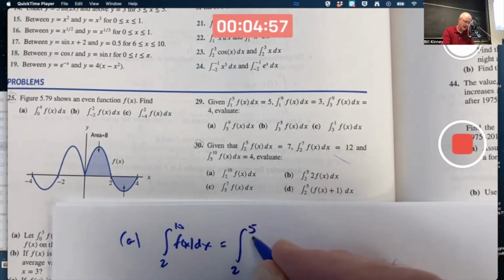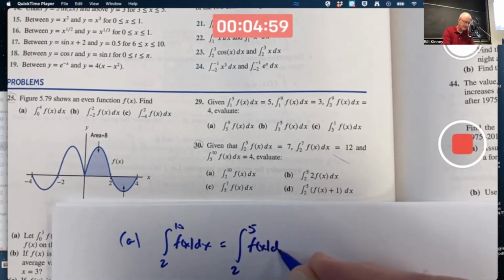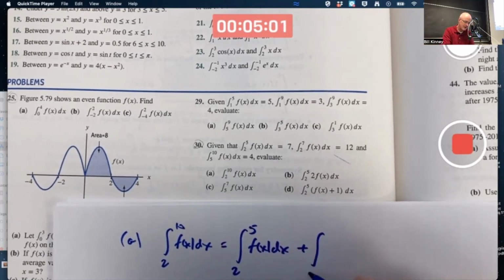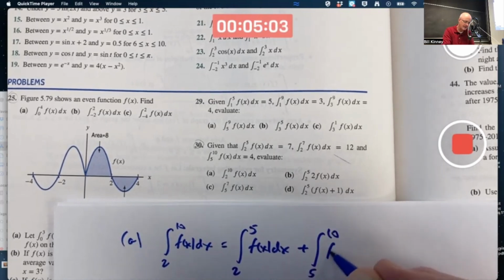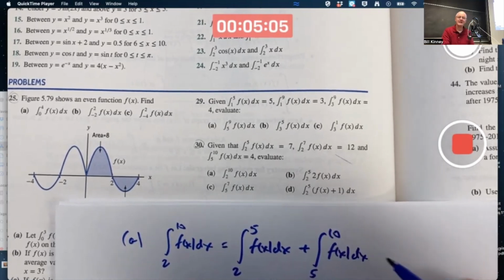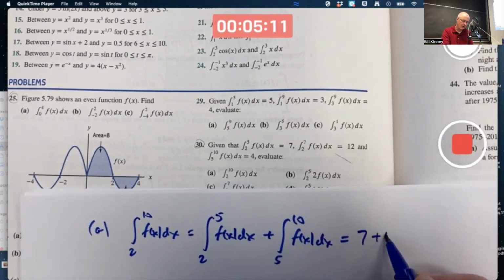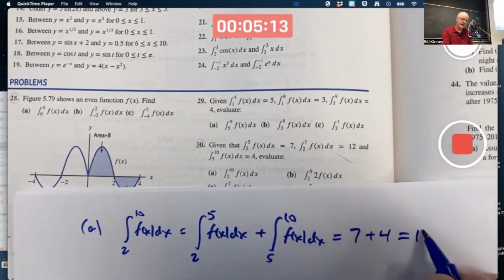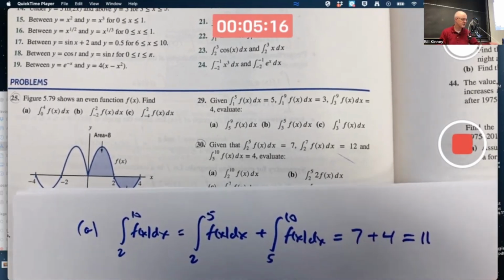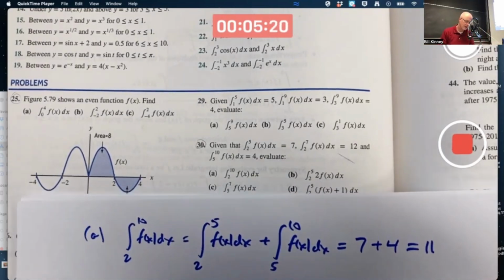Now, you don't have to give an explanation like that to use this, but I do think it is good to, in your mind, imagine it to help you understand it. Then just use the given information. The integral from 2 to 5 is 7. The integral from 5 to 10 is 4. The final answer is 11. Okay, so it's a fairly straightforward application of the interval property of integration there.